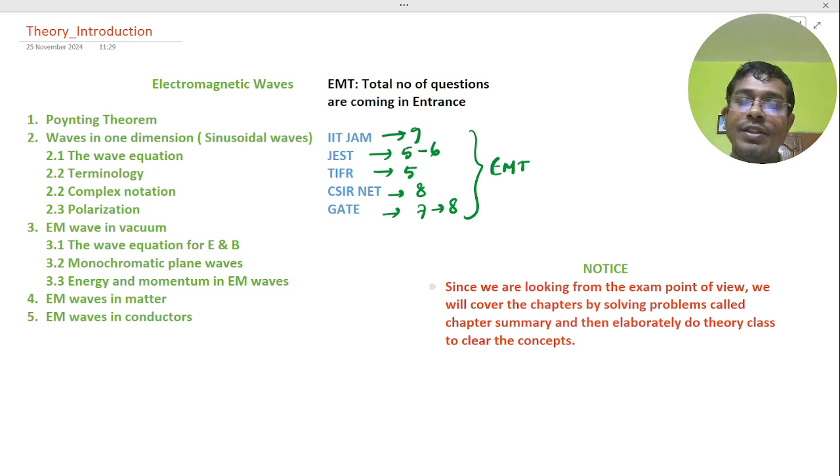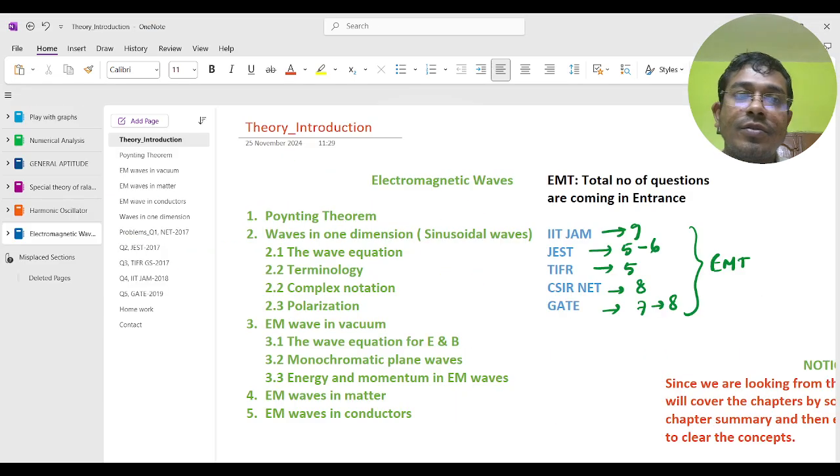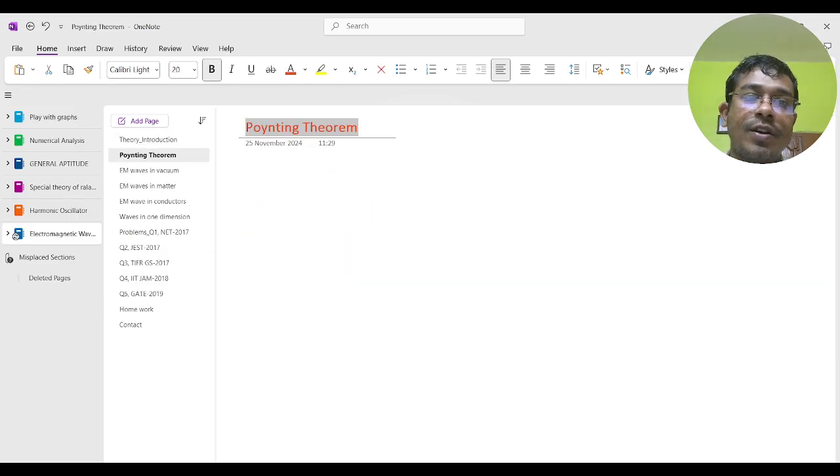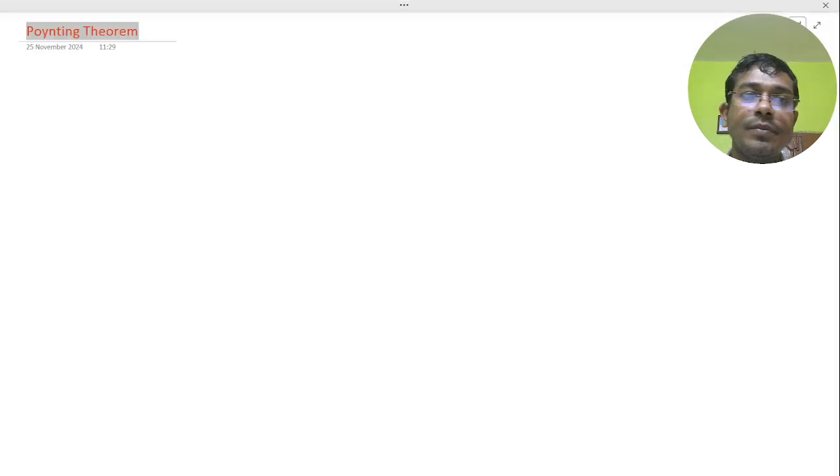And one notice is that since we are looking from the exam point of view, we will cover the chapters by solving problems, called chapter summary, and after that when we get time we will elaborately do the theory class to clear the concepts. So go ahead with our topics. First one is Poynting theorem.